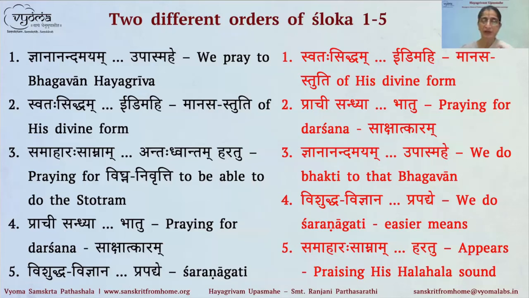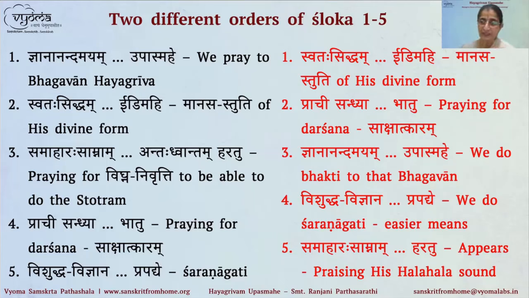Third shloka, Samahara Samna, we said his Halahala Shabdam should remove our Antardvantam, our inner darkness. So we are praying for Vigna Nivritti. Any darkness is causing some kind of obstacle, so all obstacles are to be removed. Then there was a prayer for Sakshatkara, for having his darshan, Prachi Sandhya. Hridi Me Bhatu, we wanted his form to shine forth in our hearts. Then we saw that just that's not working, so I will do Sharanagati to him. Only that will work. So he did Sharanagati in the third shloka, Vishuddha Vijnana Prapadye. This is the order that we saw.